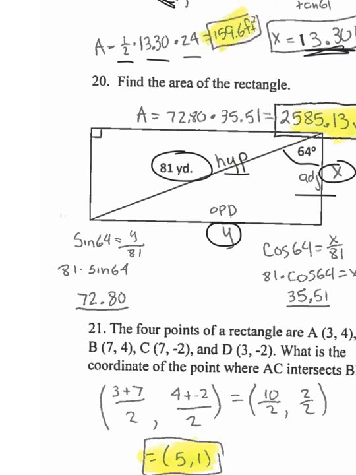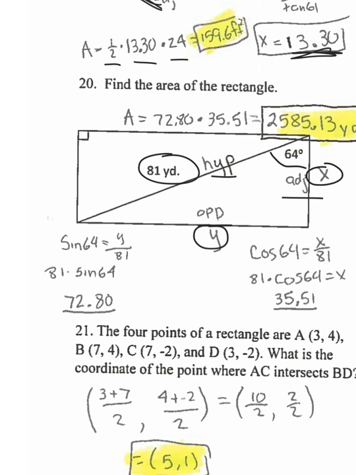So for the base, that's opposite and hypotenuse, which is sine. So, whoa, I don't know what just happened there. So sine 64 equals y over 81, and you solve that by multiplying the 81 to both sides.